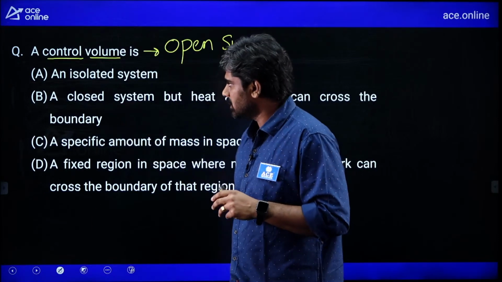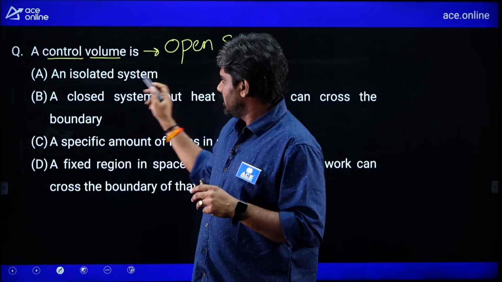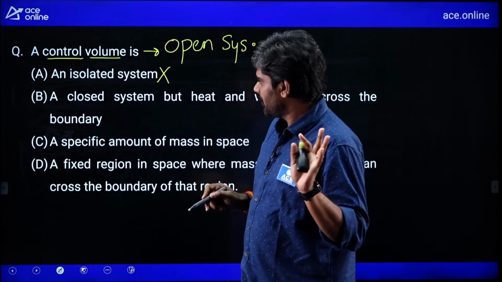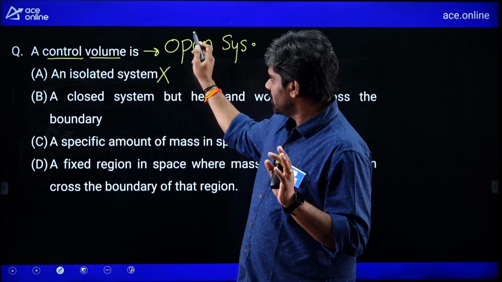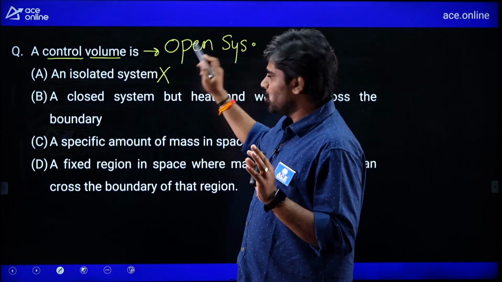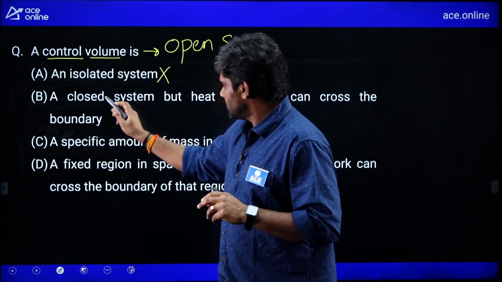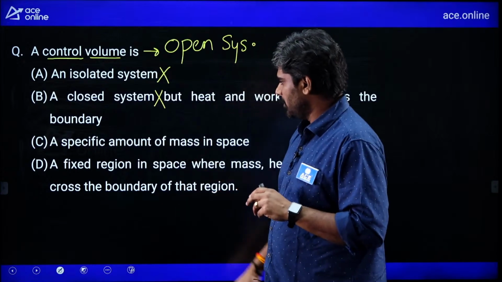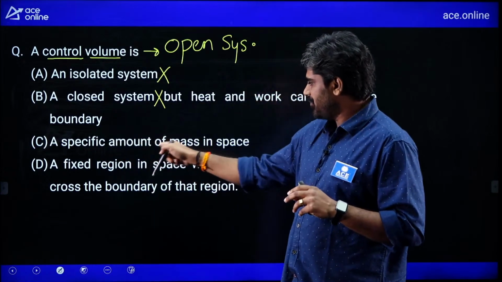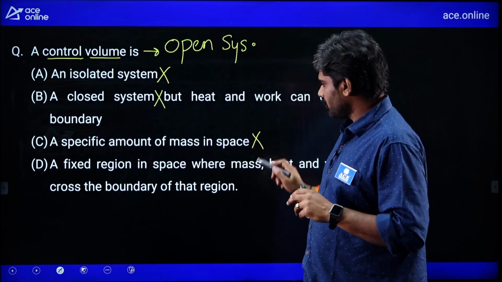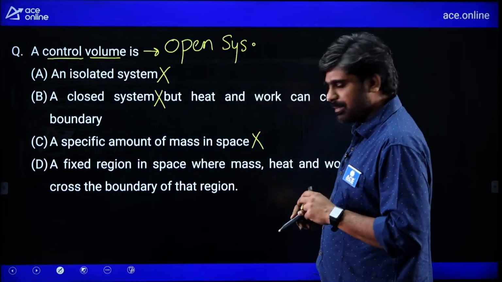Let us go to the options. Option A, isolated, straight away eliminated. We need only the points related to an open system. First option isolated, that is wrong. Closed system, this is also wrong. Option B also. Option C, he said specific amount of mass, wrong. Option D, see, what is an open system?